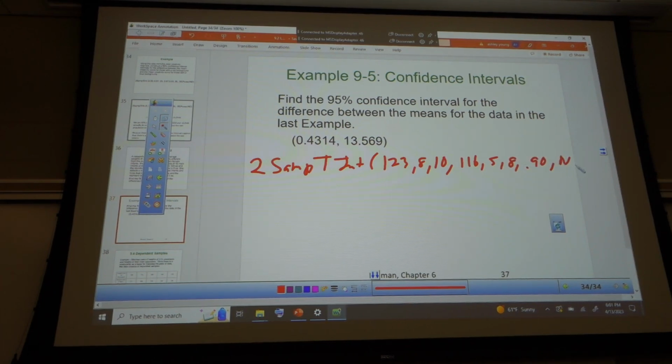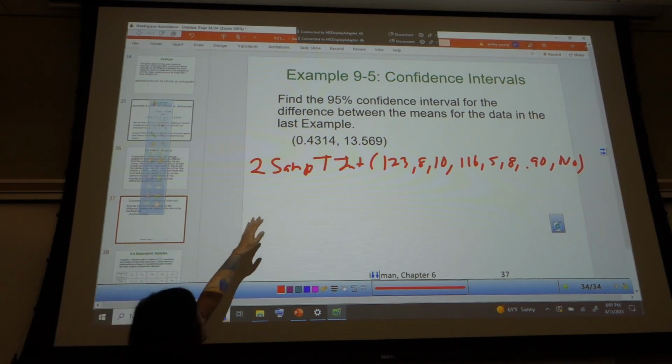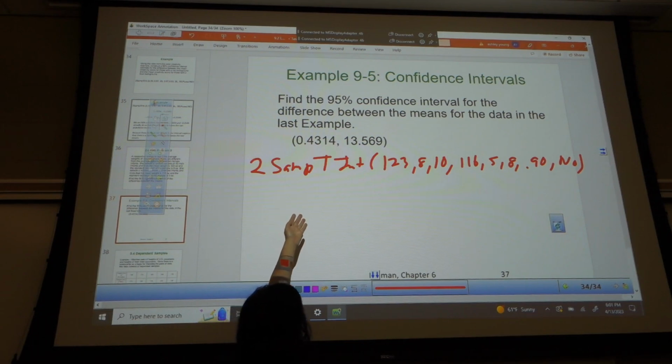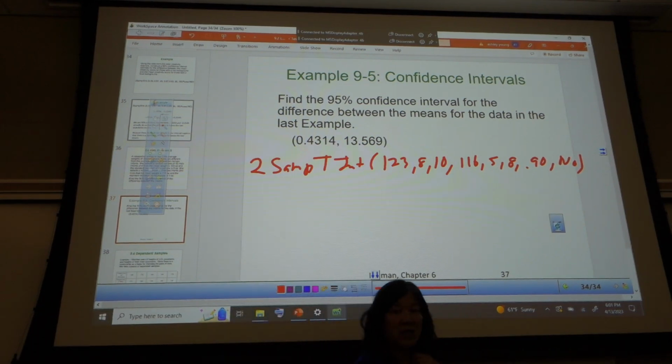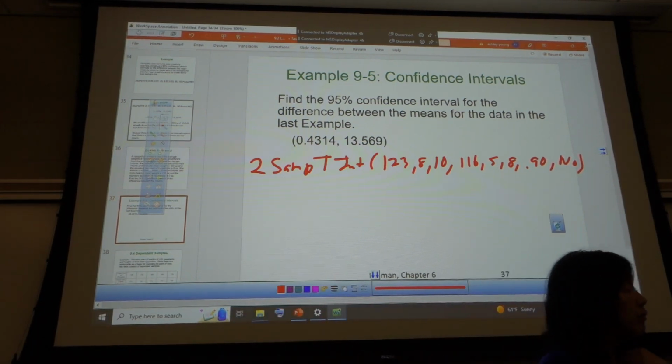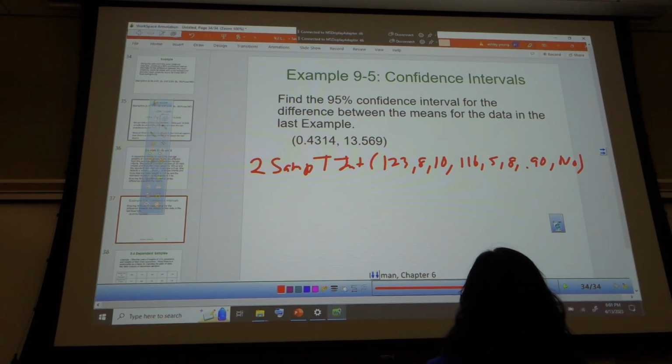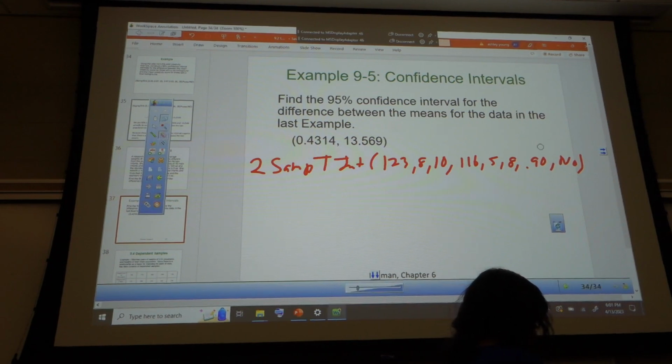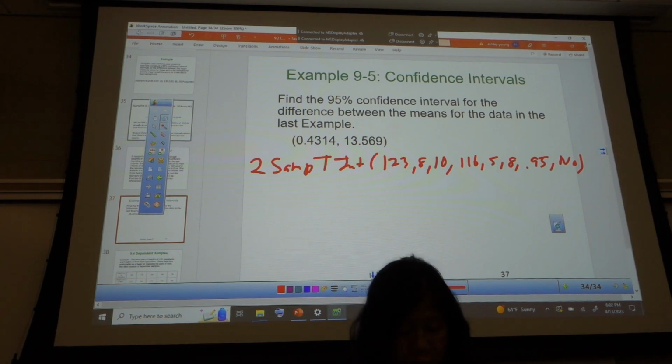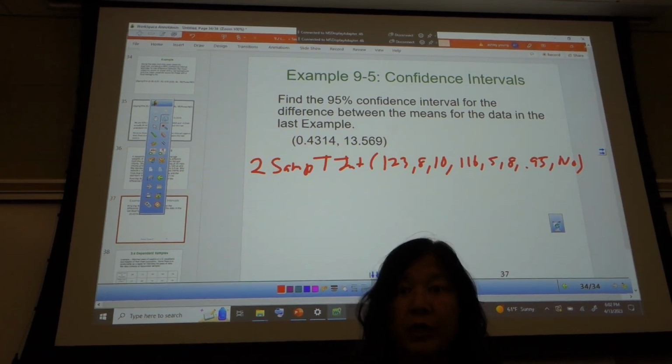No. Good. And you'll see, what was my interval? It was 0.43 to 13.569. 0.95. Was it? You said 0.90, it's 95. Oh, sorry. It is 0.95. My bad. Thank you. What you'll see is the interval goes from 0.4 to 13.6 roughly.